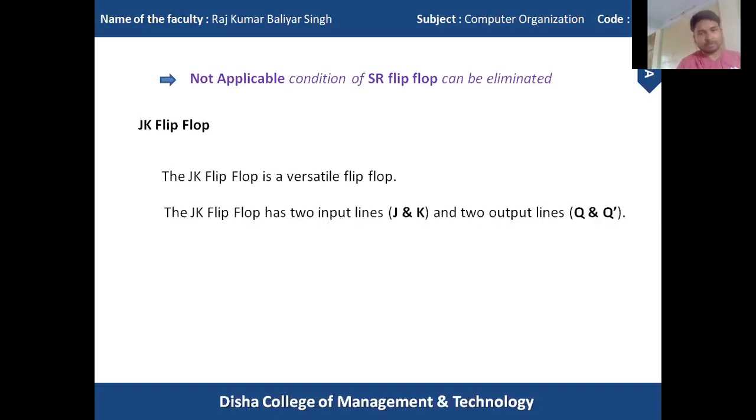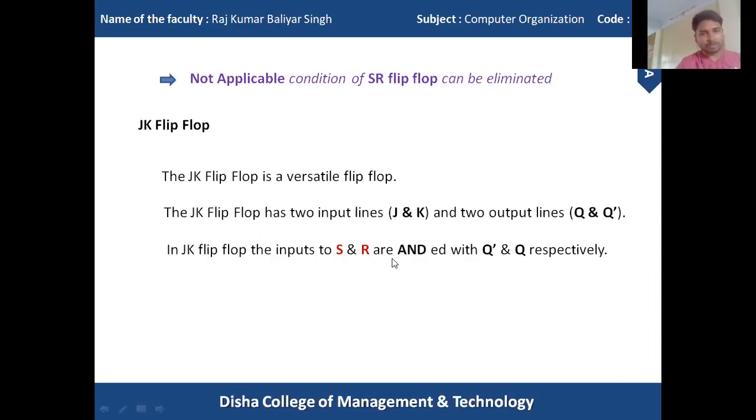In JK flip-flop we also have two input lines, J and K terminals, and it also has two output lines, Q and Q naught. These output lines must be complement of each other. If this rule is violated, then that condition cannot be applicable. As I said, JK flip-flop comes from a modification of SR flip-flop, so that at the S terminal and R terminal we have to do some logic operations with J and Q naught, and K with Q. We'll see that later.